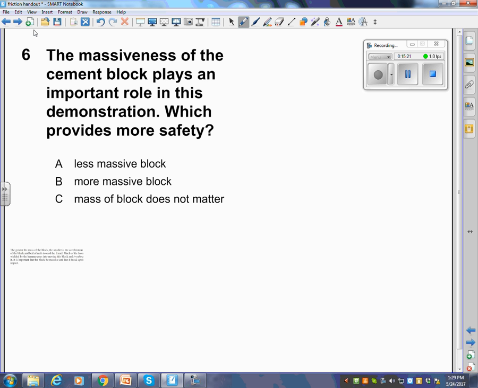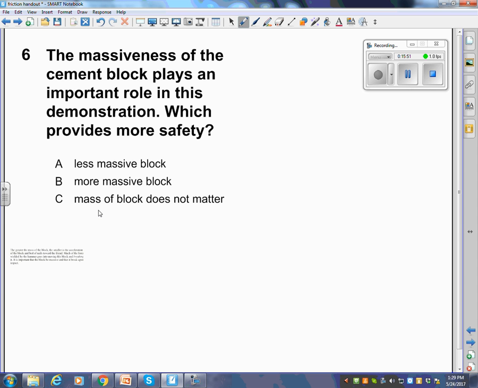Now, the big cement block, does it play any role, or is it just there for dramatic effect? The guy lies down and he puts the big cement block on the board on top. It's purely for dramatic effect. They're just showing you that when you do the sledgehammer and you bust the blocks, the guy's not going to get hurt. Which would provide more safety? A less massive block, a more massive block, or the mass doesn't matter?